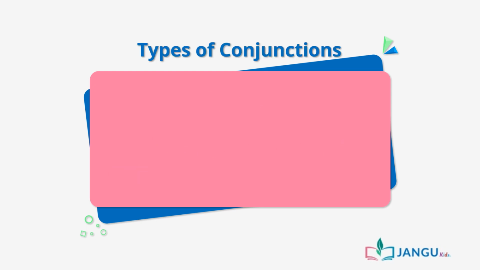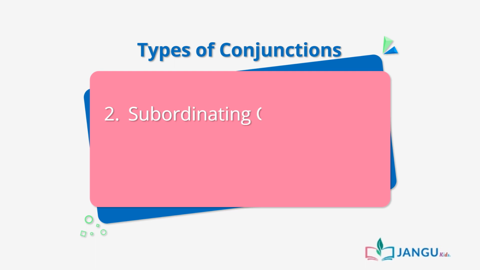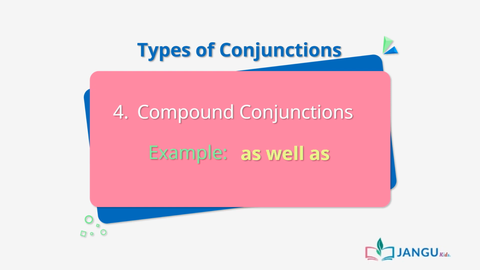Conjunctions are of different types. One, coordinating conjunctions, if they join words of the same rank, for example, words like "and." Two, subordinating conjunctions, if they join words of unequal rank, for example, "because." Three, correlative conjunctions, if they are used in pairs, for example, "neither, nor." Four, compound conjunctions, if they are groups of words which are used as conjunctions, for example, "as well as."